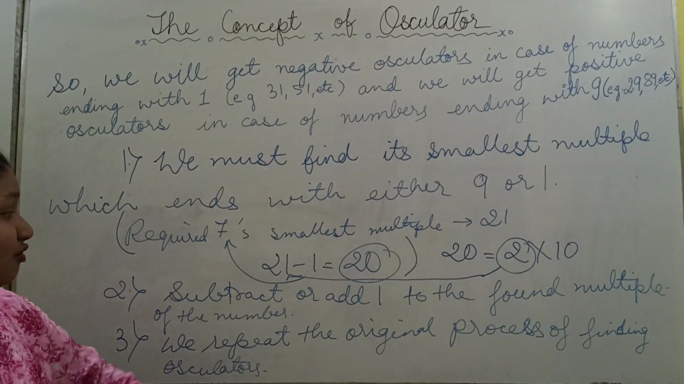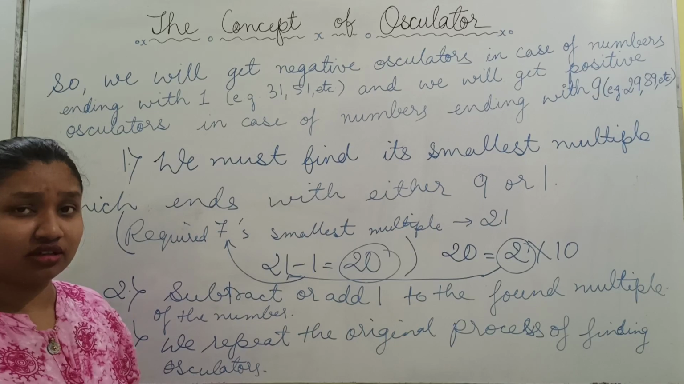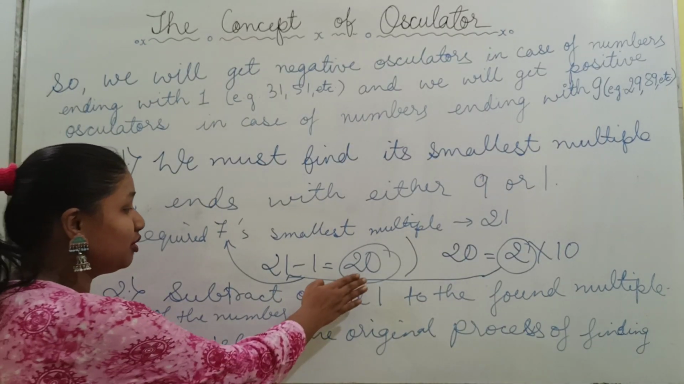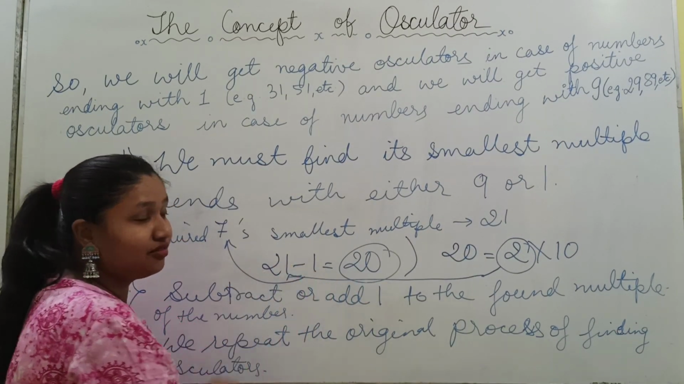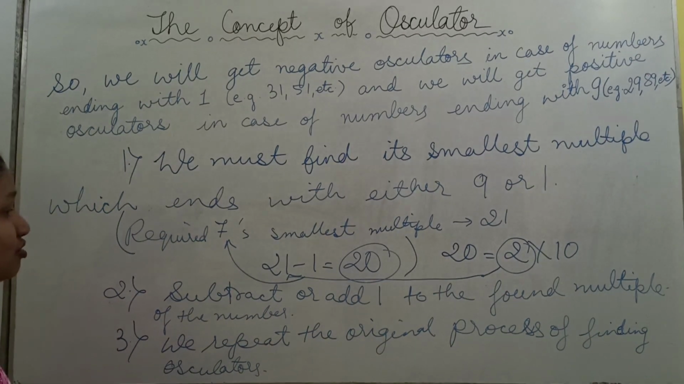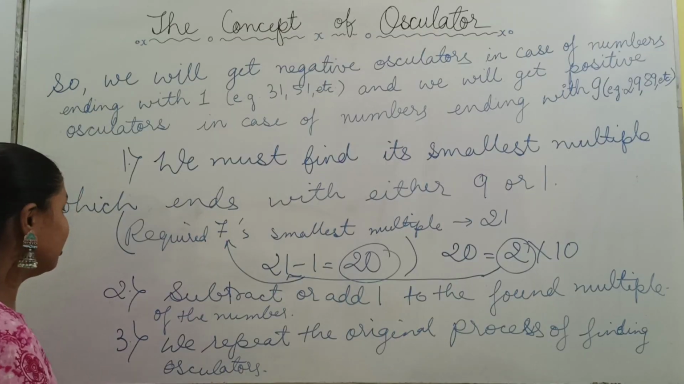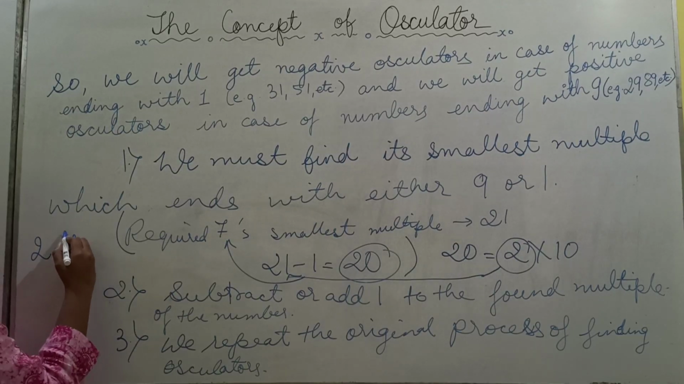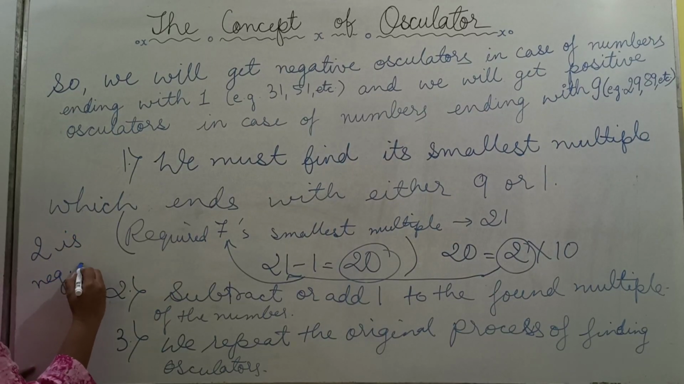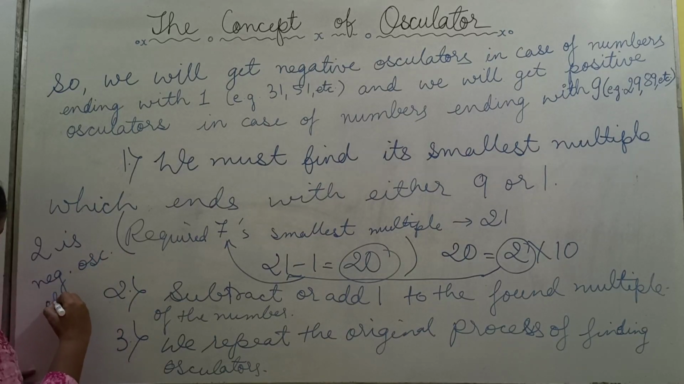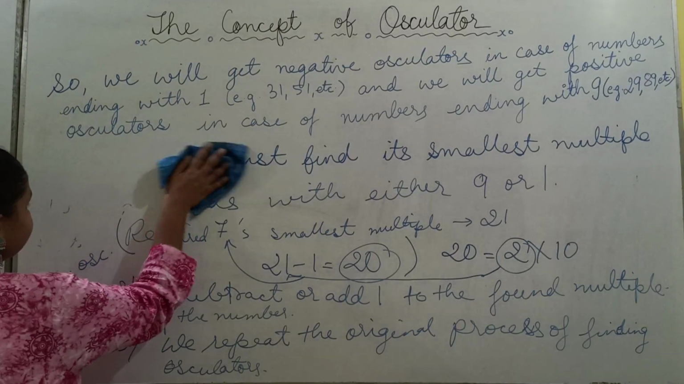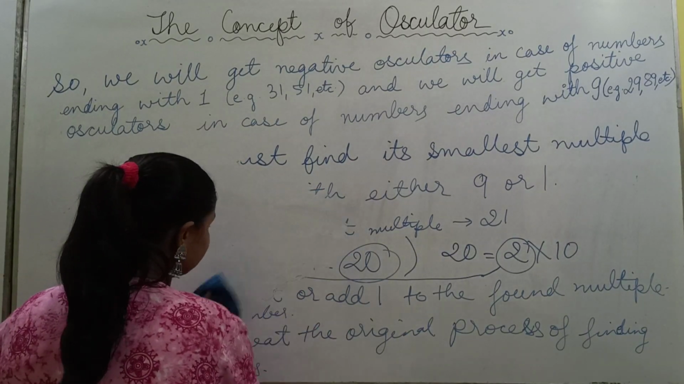And since we got the multiple of 10 by subtracting 1, it will be better to say that 2 is the negative osculator of 7. Okay. If you want, you can take a screenshot. Now again, let's take another example.